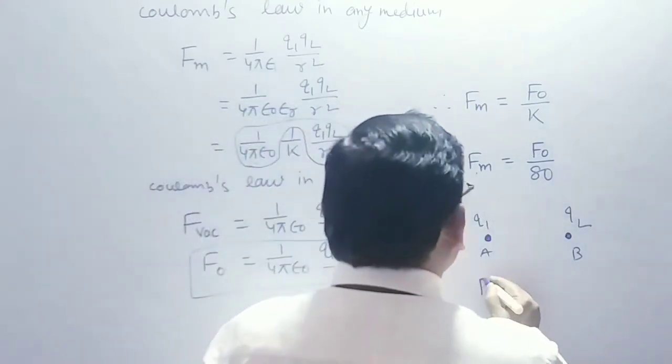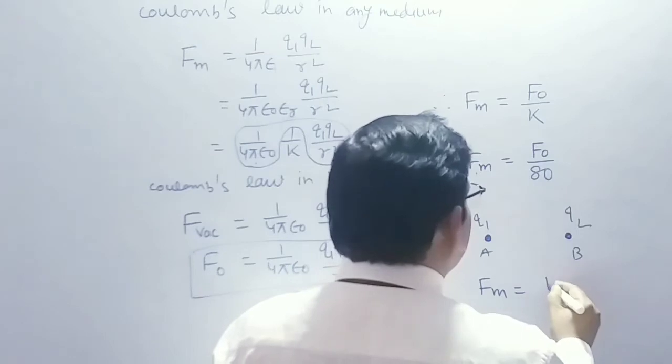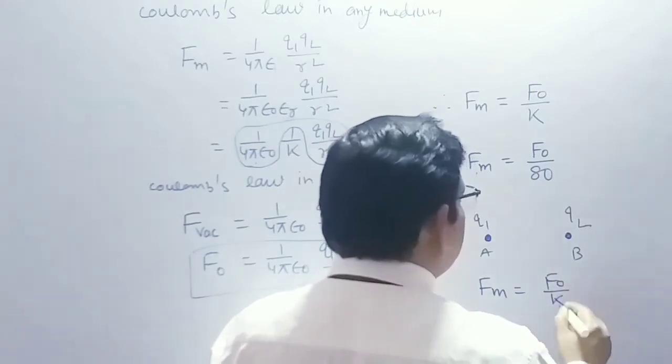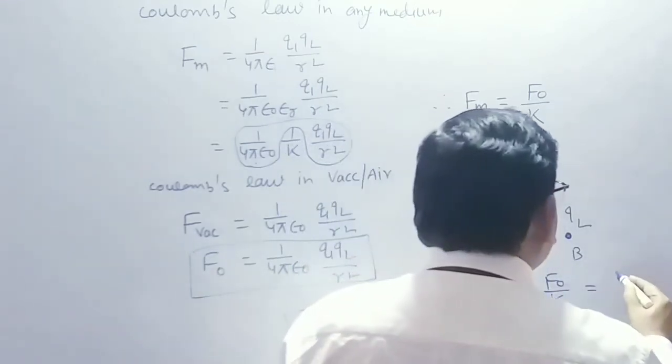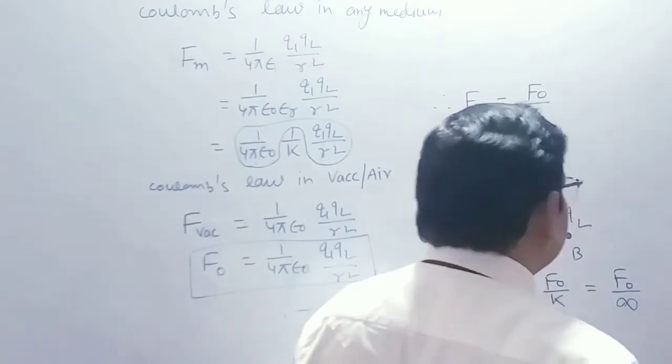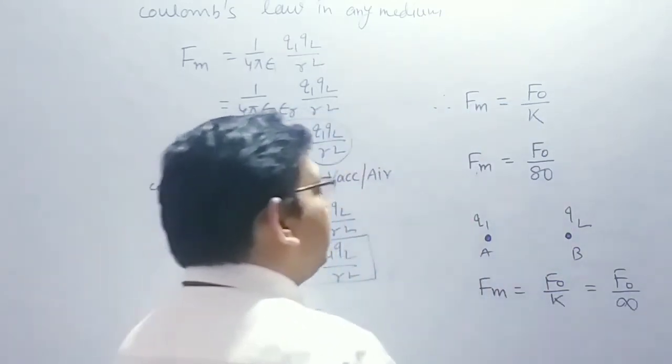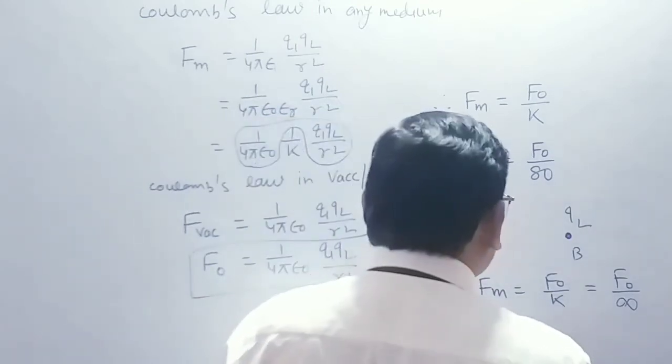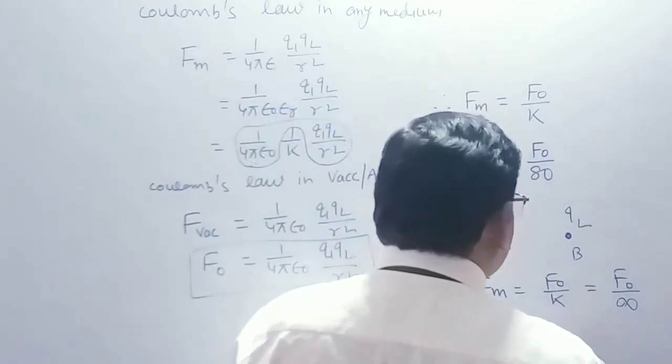So force in medium, we know, is F naught by K. What is the value of K for brass? It is infinity. So the force becomes 0.